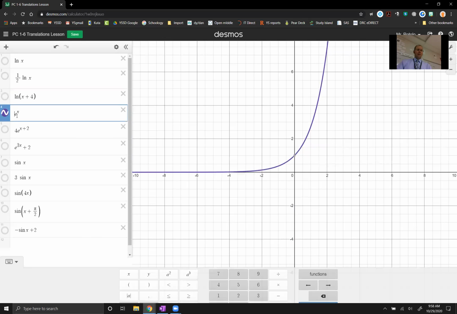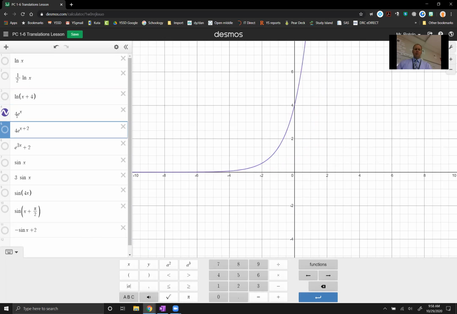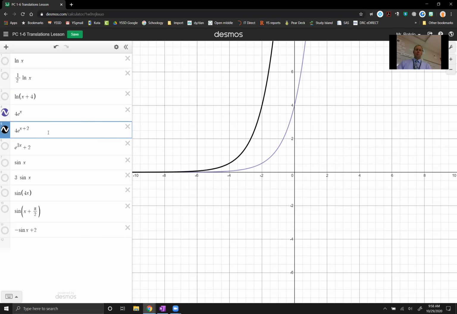Let me add that in here and we'll take a look. So that moved and made it a little bit taller. But then it has x plus 2. Now here's the one that's different. Normally we want to see things in parentheses to know that they're going to move left and right. For our function dealing with e, if it's in the exponent, this is your left and right.